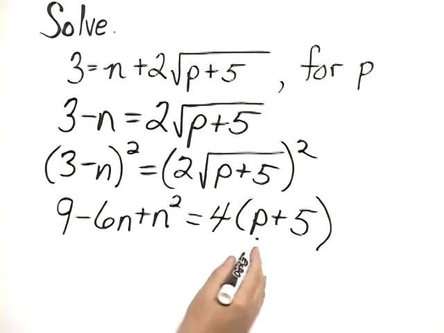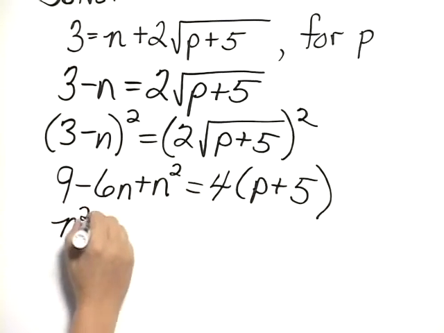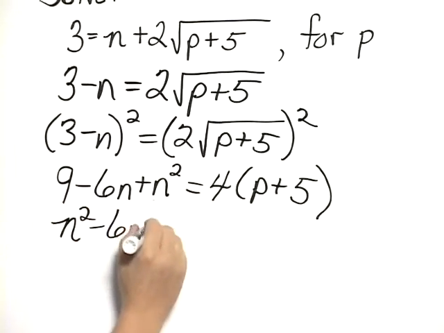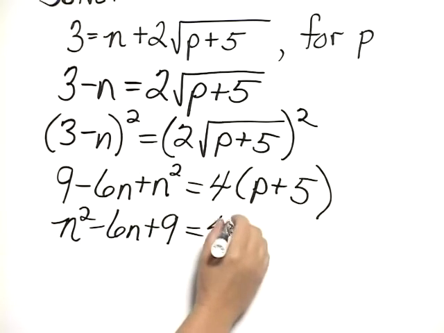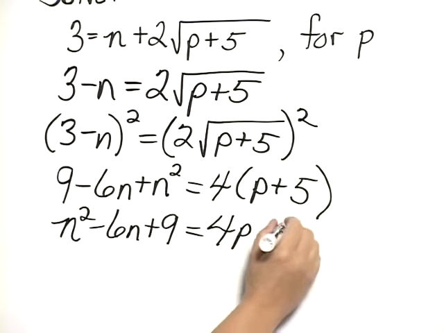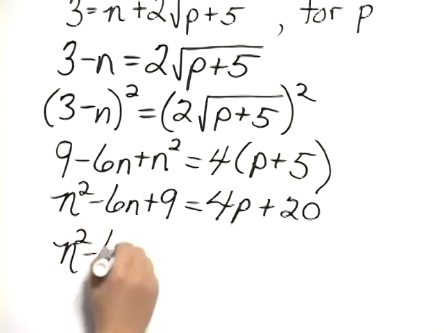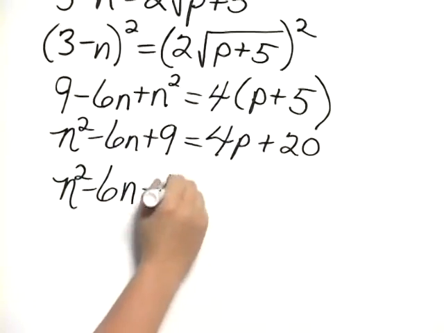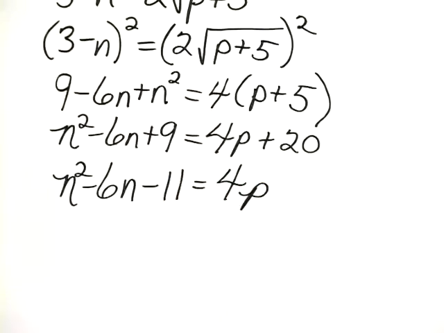Now I need to solve for p. Let me rearrange this side so it's in descending order. I have n squared minus 6n plus 9. And I'll multiply through here by 4, giving 4p plus 20. I now subtract 20 from both sides, and that gives me n squared minus 6n minus 11 equals 4p. And then I divide both sides by 4.